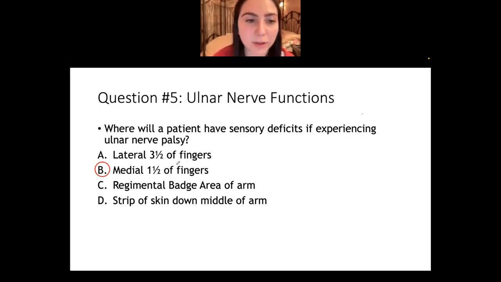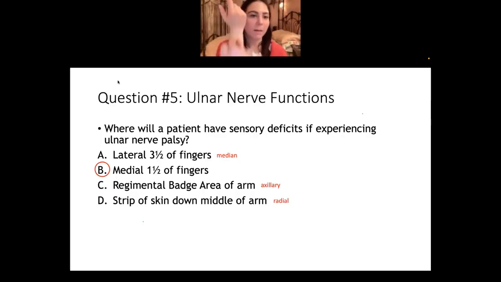If you go through all of these, so lateral 3.5 fingers, regimental badge area, strip of skin down the middle of the arm, we've talked about all of these. Lateral 3.5 is going to be median. Regimental badge is your axillary. Remember, that's the deltoid area. And then the strip of skin down the middle of the arm on the back, that's your radial. Because remember, the radial does a lot of extension stuff, so it's a lot of the stuff on the back, the dorsum and whatnot. Okay, cool.